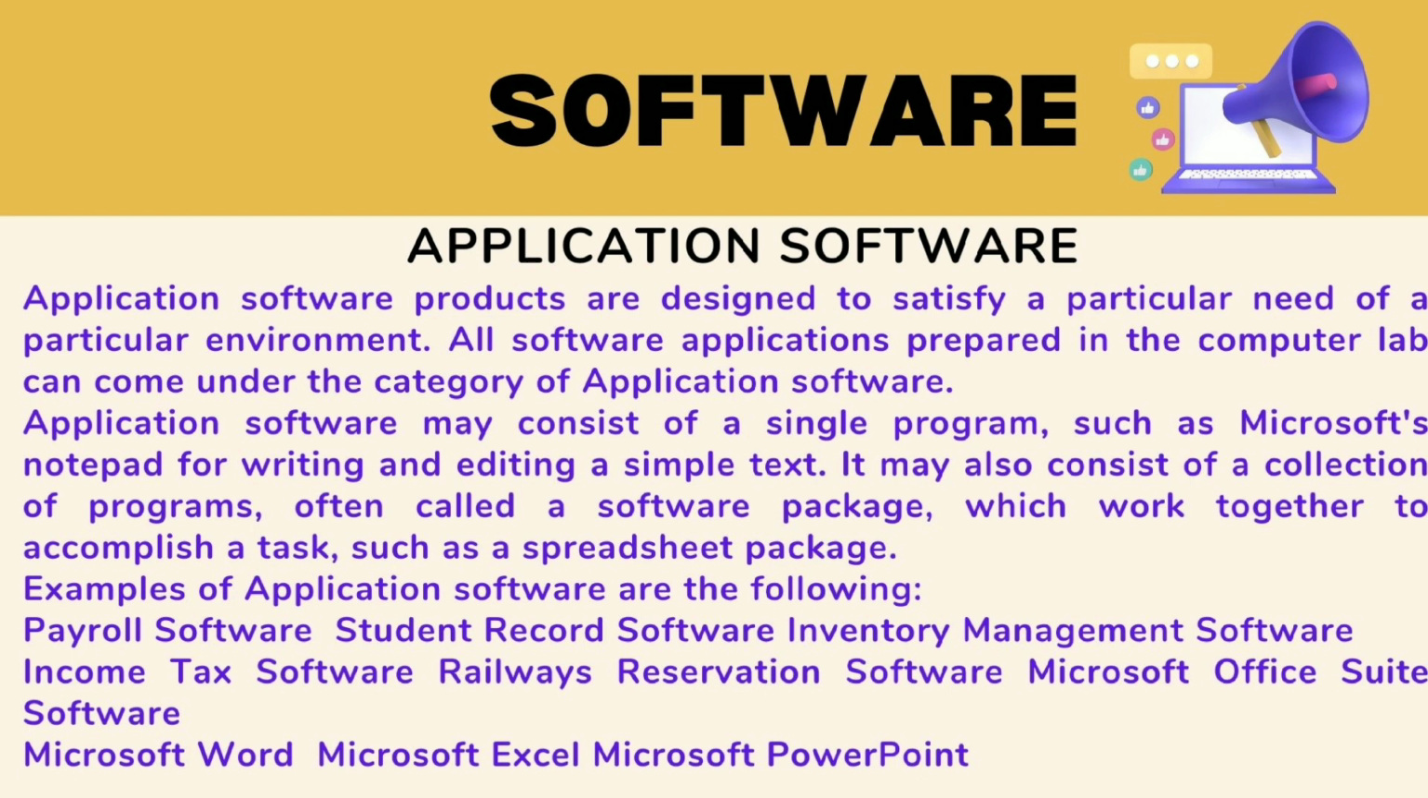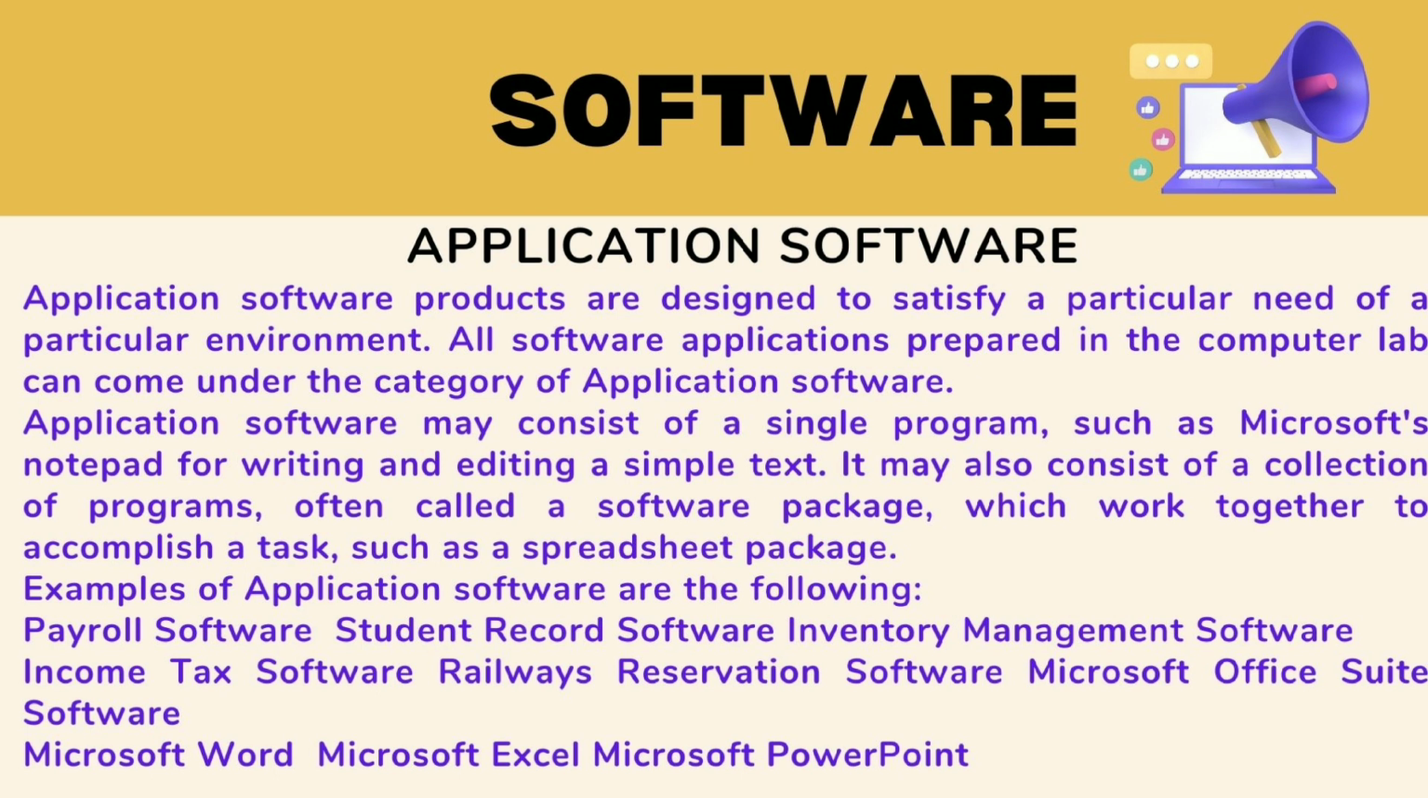Application software. Application software products are designed to satisfy a particular need of a particular environment. All software applications prepared in the computer lab can come under the category of application software. Application software may consist of a single program, such as Microsoft's Notepad for writing and editing simple text. It may also consist of a collection of programs, often called a software package, which work together to accomplish a task, such as a spreadsheet package.